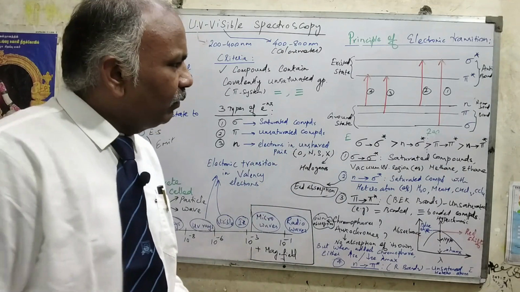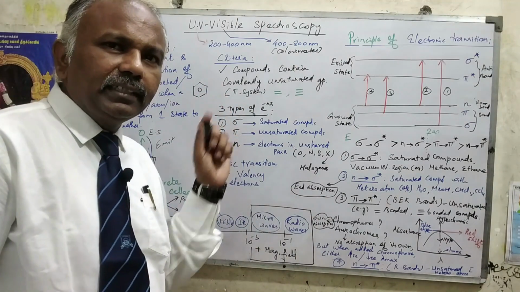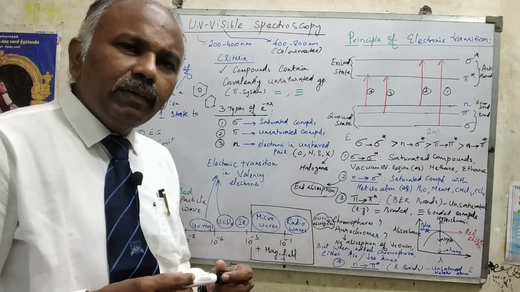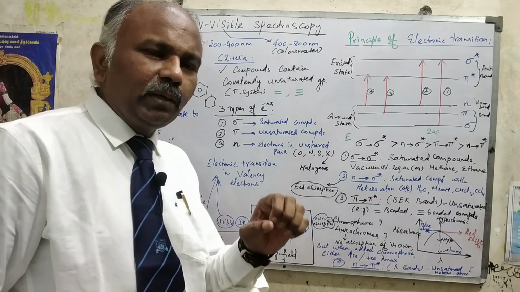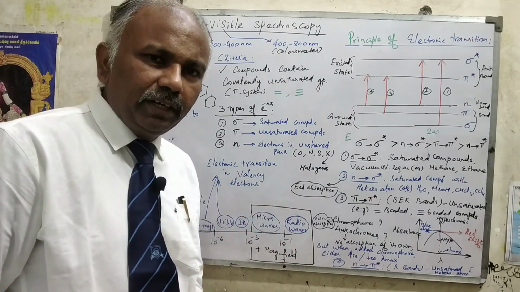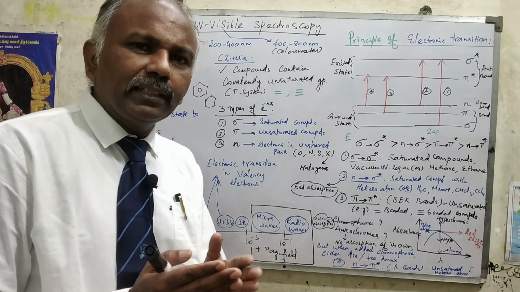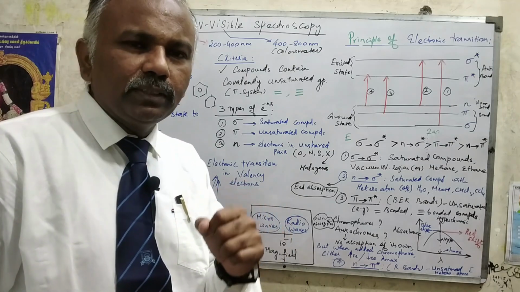For example, if you look at the structure of benzene, I will show the structure of benzene. Benzene contains double bonds, whereas cyclohexane does not contain any double bond. So benzene can absorb UV visible radiation, whereas cyclohexane will not absorb UV visible radiation. Why? Cyclohexane does not have covalently unsaturated groups. This is the main criterion for any molecule to absorb UV visible radiation.